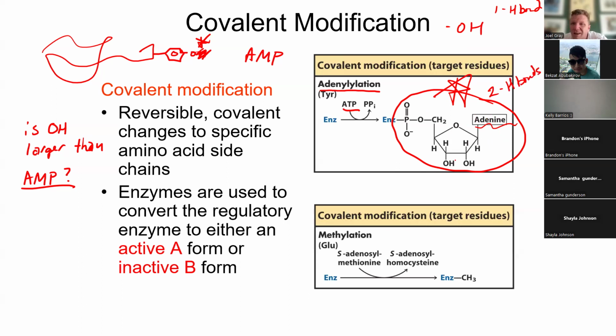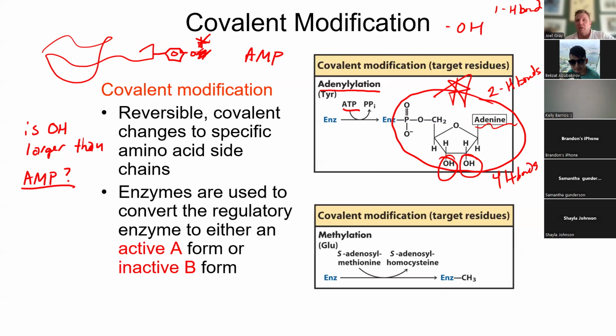In addition to that, here's a hydroxide group. So at the very least, we're going from one hydrogen bond to four hydrogen bonds. So the way that I want you to think about this is when you replace a hydroxide group with something else, like an adenylyl group, the types of interactions that it can participate in have changed as well.